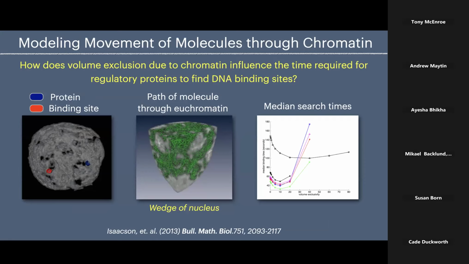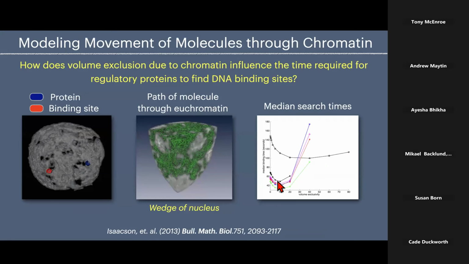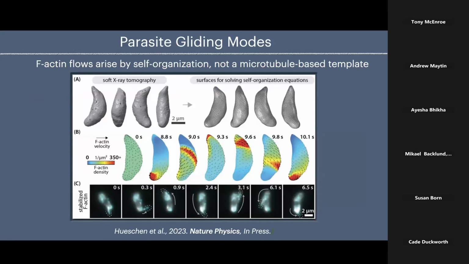This was by a mathematician. He took a protein of arbitrary size and binding site arbitrarily and modeled the path of the molecule through the euchromatin region. It wouldn't move through heterochromatin, because the heterochromatin is too dense, but he modeled it and looked at the median search time. And he found that there's an optimal density of molecules right about here. Too low, they don't travel well, and too high, they don't travel well. That was the lowest travel time.